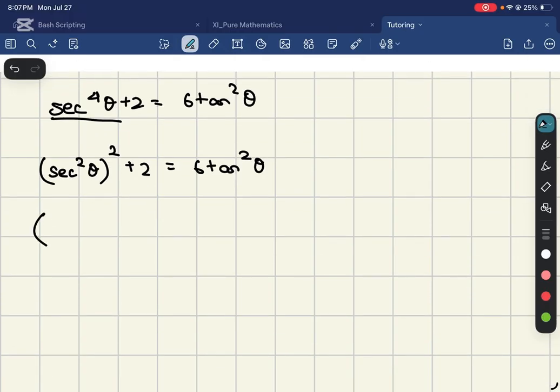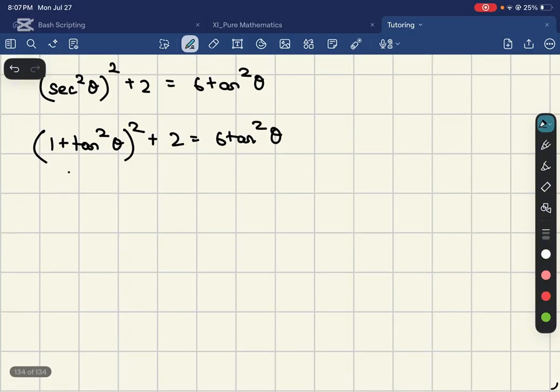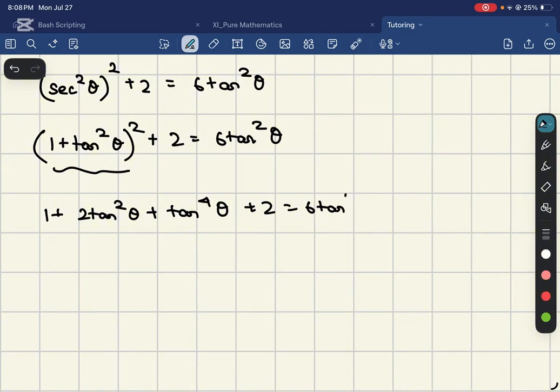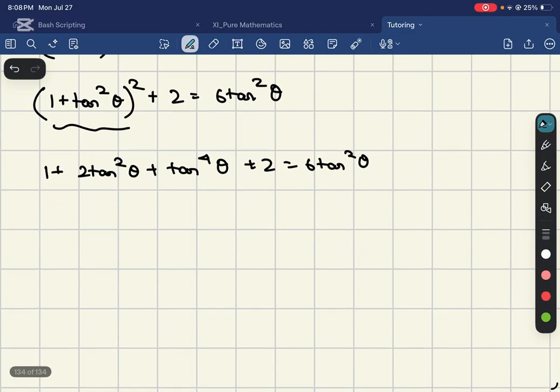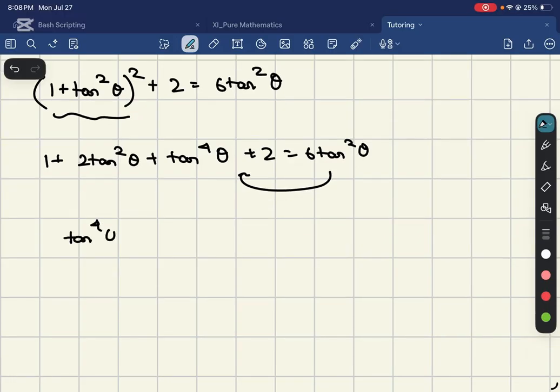And secant squared theta is just 1 plus tan squared theta. Now let's simplify. If you expand, you get 1 plus 2 tan squared theta plus tan to the power 4 theta plus 2 is equal to 6 tan squared theta. All right, so now we need to simplify further, and if you bring this to your left-hand side, we are going to get the expression tan to the power 4 theta minus 4 tan squared theta plus 3 is equal to 0. And let's say that tan squared theta is equal to u.